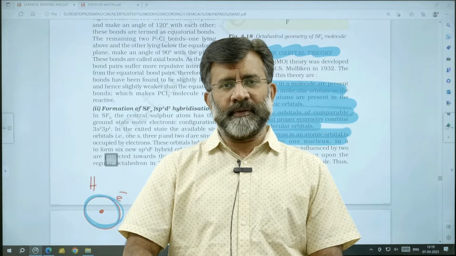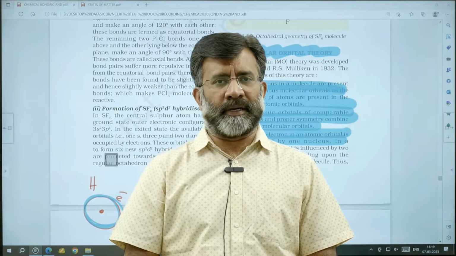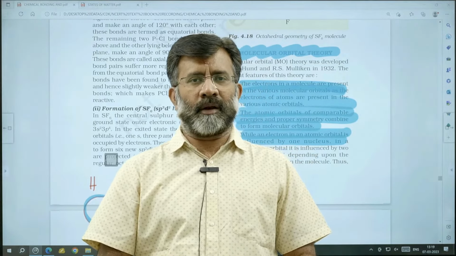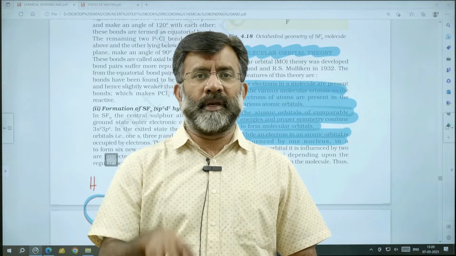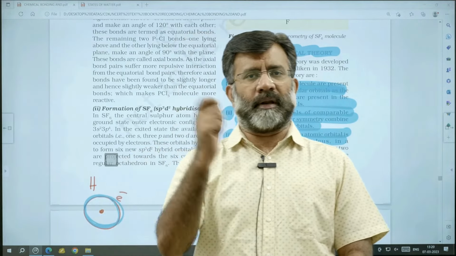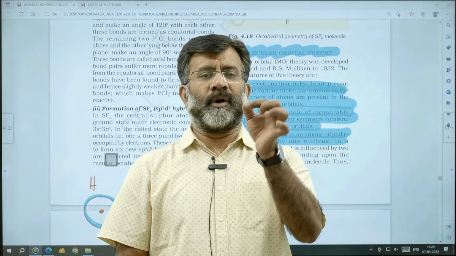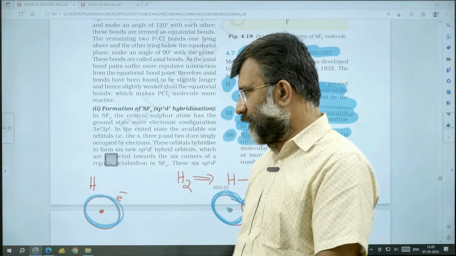In an atom, electrons are present in atomic orbitals. In a molecule, electrons are present in molecular orbitals. Molecular orbitals are obtained by combination of atomic orbitals with the proper energy and symmetry. Atomic orbitals are monocentric, molecular orbitals are polycentric.